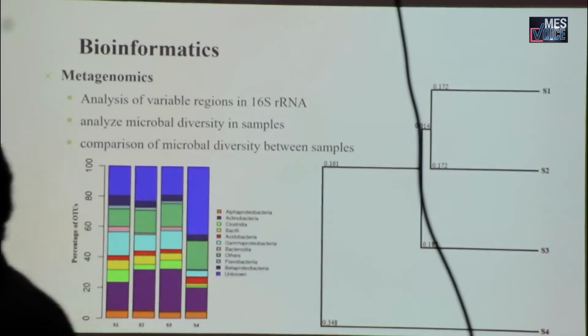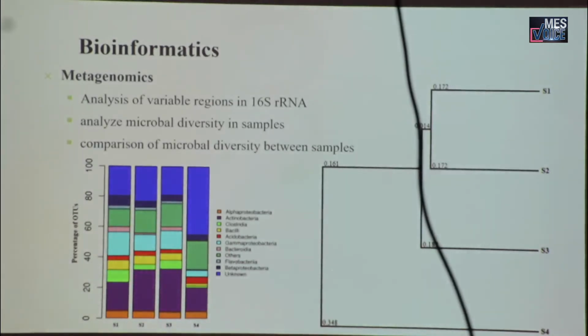Next one is metagenomics. Metagenomics is to understand, like, you have a sample, a soil sample, and you need to find out what microbes are present in the sample. In that case you will go for metagenomics. Or you can find out the 16S rRNA variable regions. So we can go with metagenomics. You can also compare two soil samples and find out what microbe is more abundant in one particular sample.